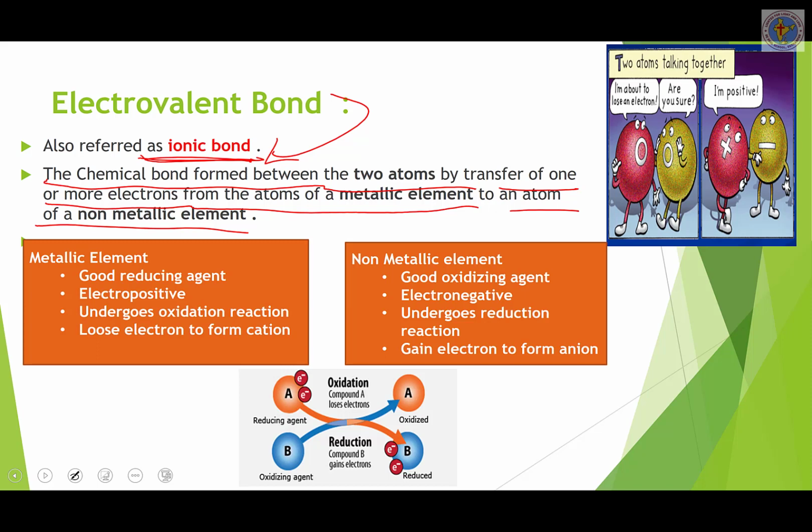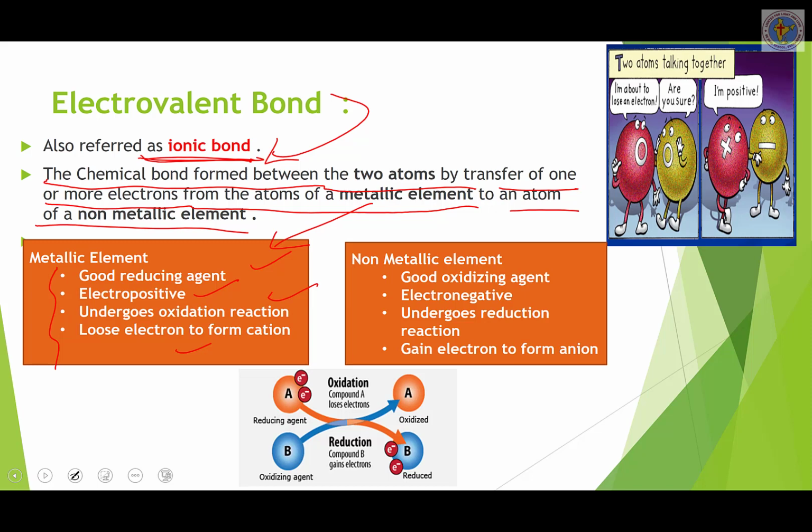Children, we know very well that metallic elements, what are the properties of those metallic elements? Good reducing agent, electropositive, undergoes oxidation reaction, loses electron to form cation. So this electrovalent bond is formed between a metallic element and a non-metallic element. And as I told you, this bond is formed because of the donating and accepting of electrons.